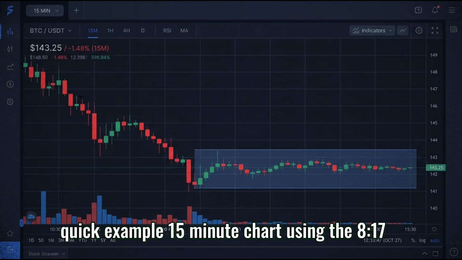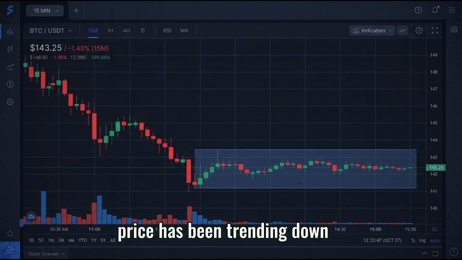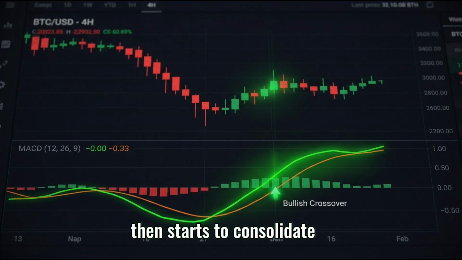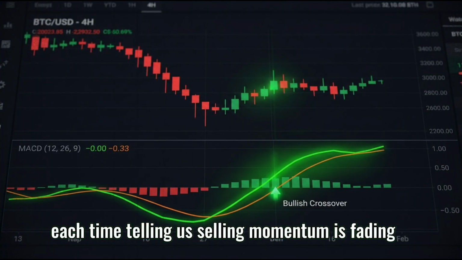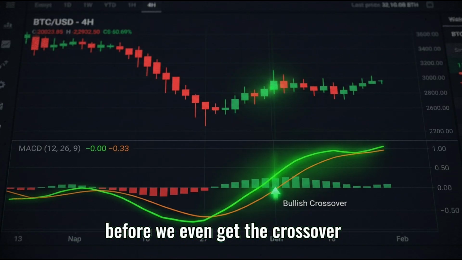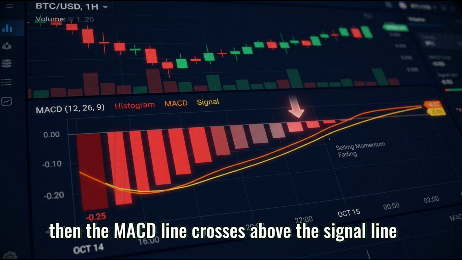Quick example, 15-minute chart using the 8, 17, 9 day trading setting. Price has been trending down, then starts to consolidate. Watch the histogram. The red bars shrink each time, telling us selling momentum is fading before we even get the crossover. Then the MACD line crosses above the signal line.